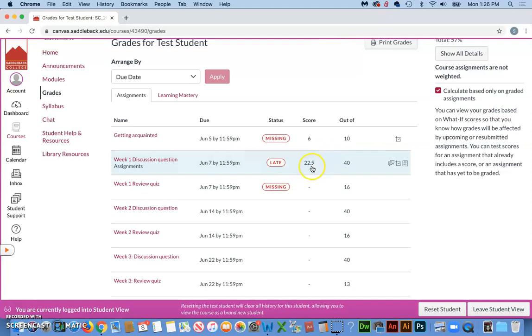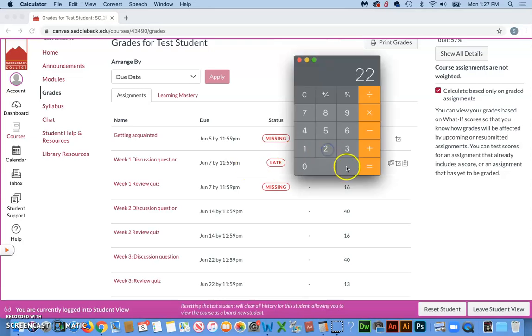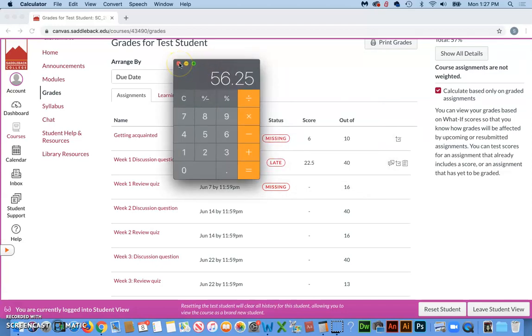Whatever you received here, if you want to know what that grade means as a percentage, you just take this number divided by this number. For example, let's say you did get a 22.5. You take that, divide it by 40, and then the next step would be to multiply it by 100. That would be your grade, 56.25%, which obviously wouldn't be that great, but anything 70 and above gets you through your C and better grades.